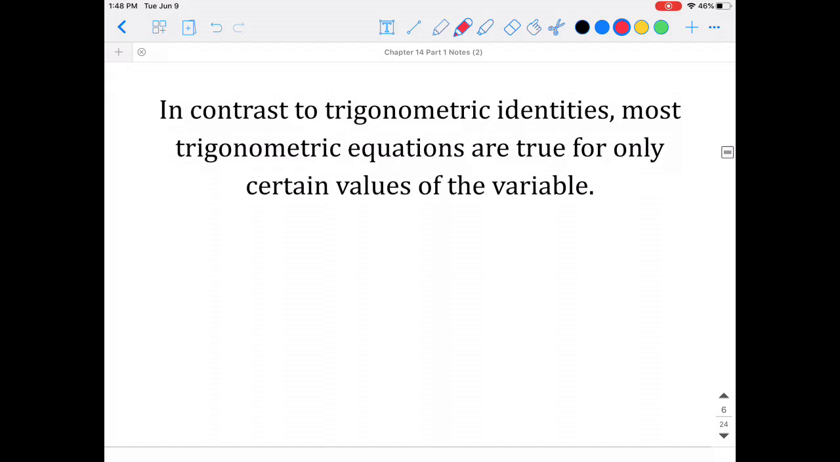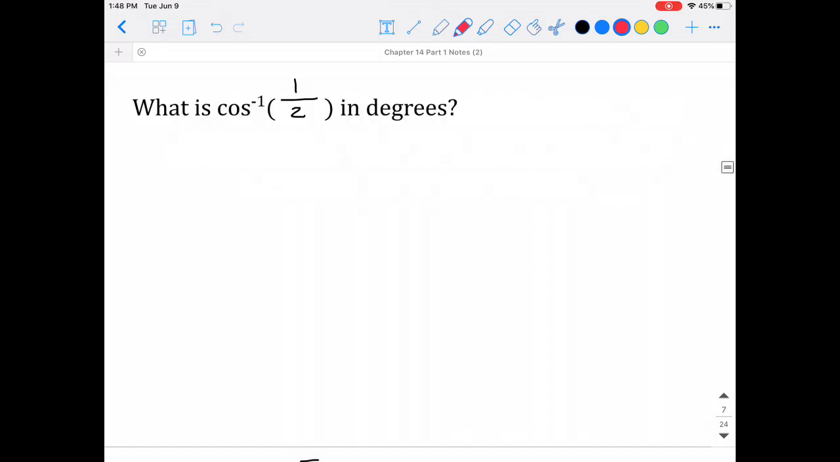In contrast to trig identities, some trig equations are true for only certain values of the variable, so sometimes we're going to want to check our answers. Let's look at our first example. What is inverse cosine of 1/2 in degrees? Note this -1 is not a power. This isn't cosine raised to the negative first power. That is representing our inverse, just like we used to write our function as an inverse like this. It's not to a power, it's just representing our inverse.